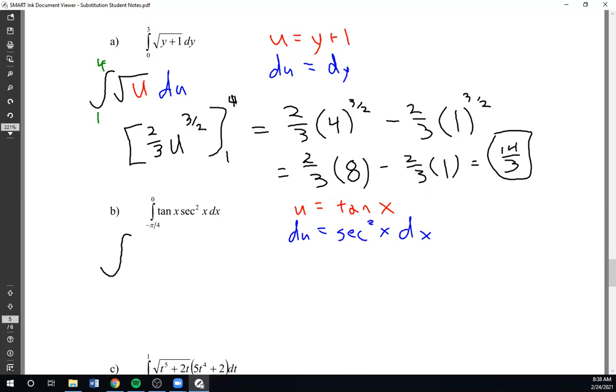Integral. Instead of tangent of x, we're going to put u. Instead of secant squared of x dx, that is just going to be du. Here's the bad news. We got to change the bounds.